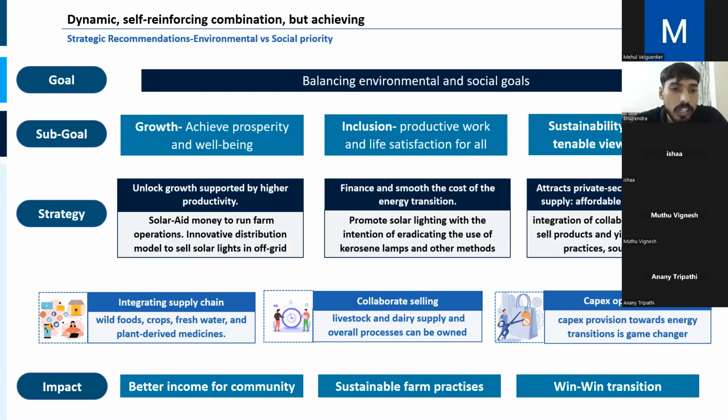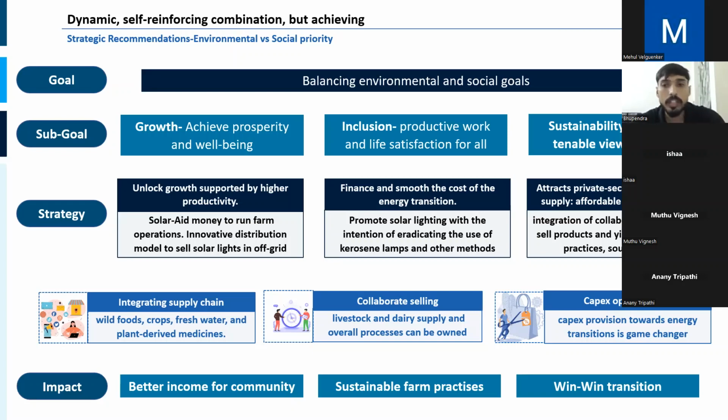With the help of solar energy, the farmers can cultivate wild foods and crops, dig out fresh water from ground level, and also do some business with this. Also, plant-derived medicine can be a best source of earning money, which benefits the farmers and also gives the NGO a good positive side. And the next is collaborative selling of livestock and dairy supply, and overall processes can be owned.